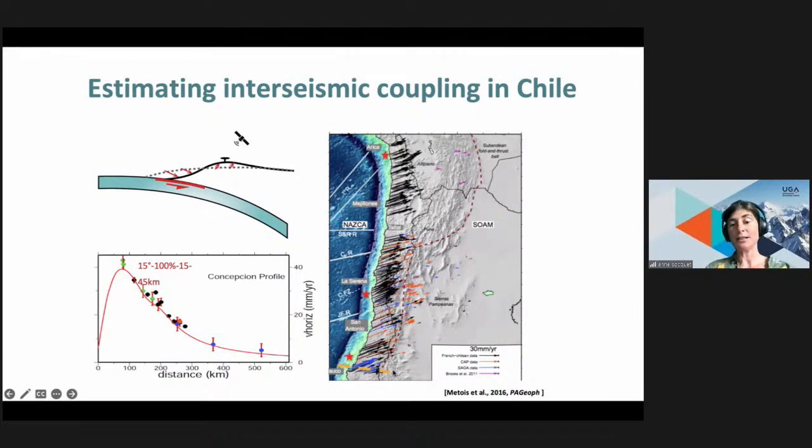If we take a cross-section in the area of Maule, for example, we have the displacement as a function of the distance to the trench, and the dots correspond to the data. As you can see, the red curve corresponds to a very simple model that is locked between 15 and 45 kilometers depth. And you can see that this very simple model fits the data pretty well. So it means that in this area, the subduction interface was locked before the Maule earthquake.